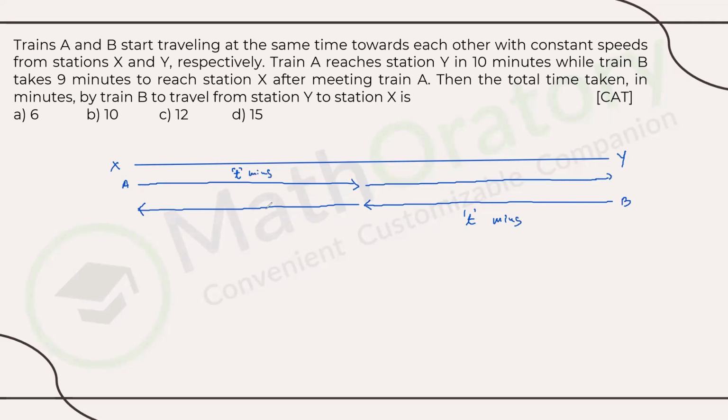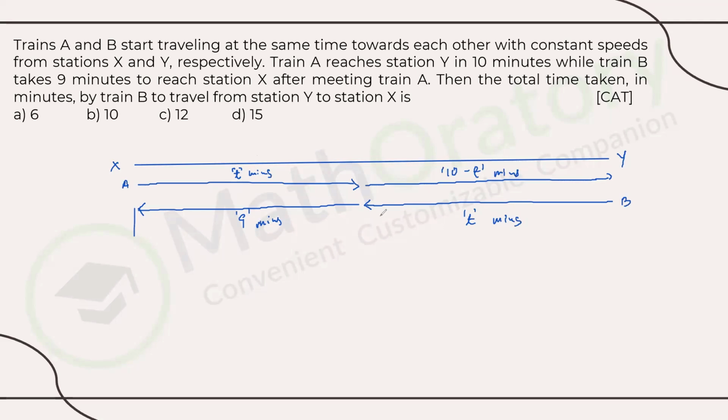Correct. Now, beyond this, train B takes 9 minutes to reach station X. That is what it said. But train A took a total of 10 minutes. But out of the 10 minutes, T minutes is here. So this should be 10 minus T. Right. So now we can use that idea, right?